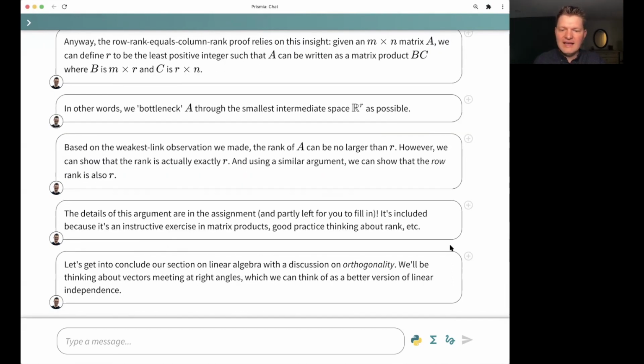All right, so the last section of the linear algebra course we're going to do is on orthogonality. And what we're going to see is that orthogonality is kind of like linear independence on steroids. Linear independence makes sure that vectors don't do completely awful things, but orthogonality is going to ensure that they do very nice things. That's the idea, and we'll work up to that.